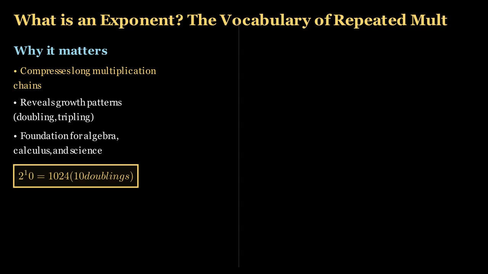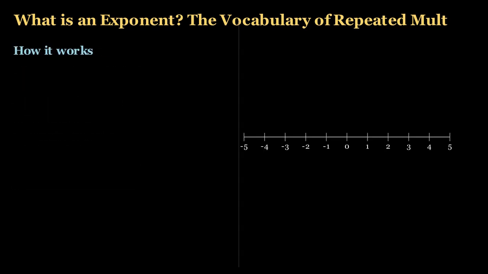Let's build this from the ground up. The exponent tells you the number of copies of the base to multiply. So 2 to the third power means 3 copies of 2, 2 times 2 times 2. But here's a trap, 2 to the third is not the same as 3 to the second. 2 cubed is 2 times 2 times 2, which is 8. 3 squared is 3 times 3, which is 9. The base and exponent are not interchangeable, they mean completely different things.